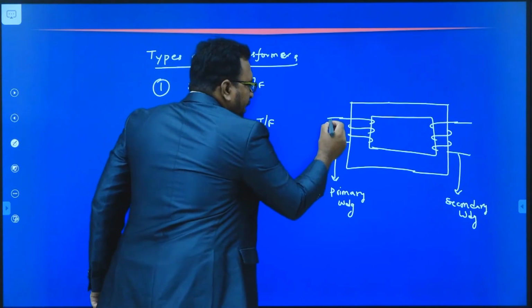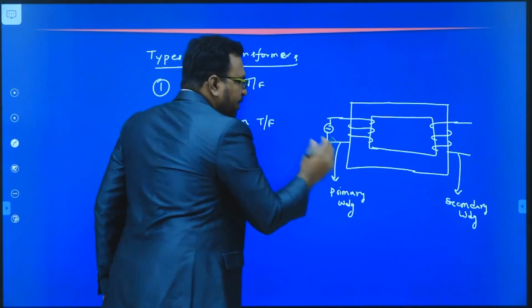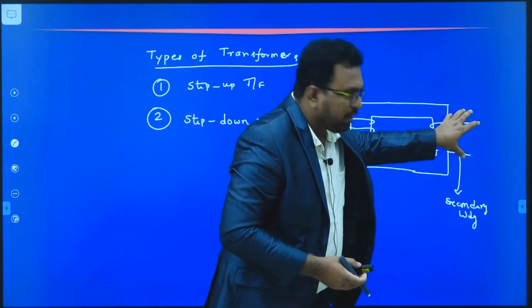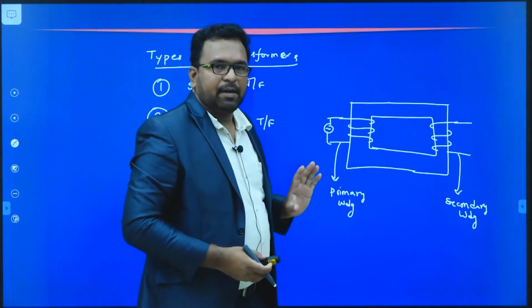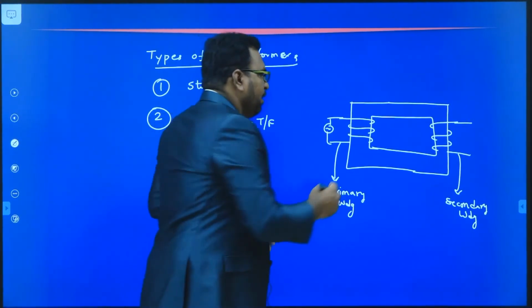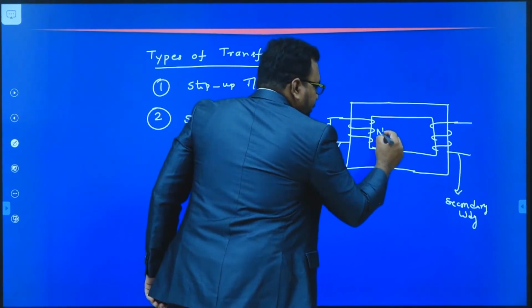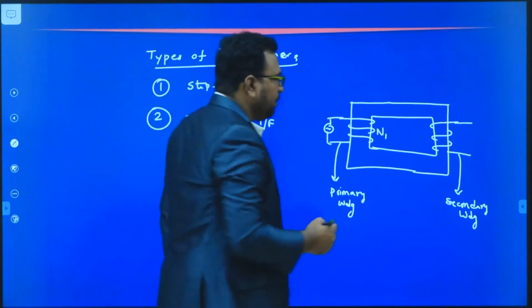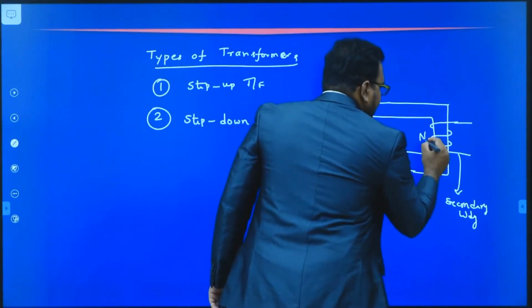Because I am going to apply voltage to this winding, that's why I am going to consider this one as the primary winding. If you apply voltage to this one, we are going to call that one primary and the other one secondary. Now here I am going to assume the number of turns of the primary winding as N1 and the number of turns of the secondary winding as N2.